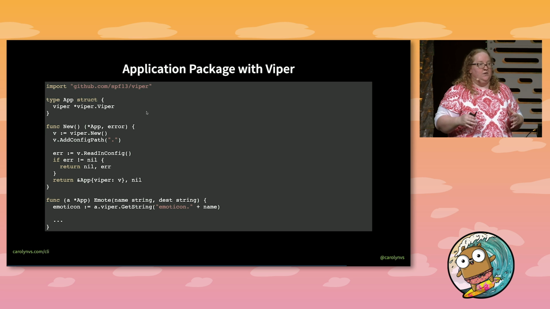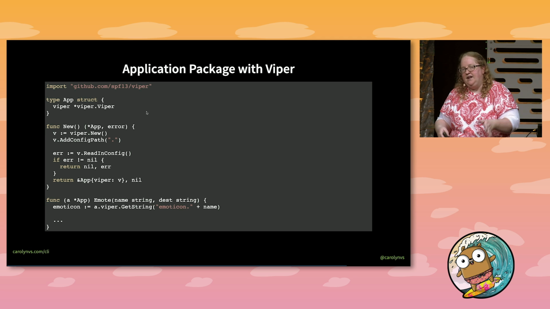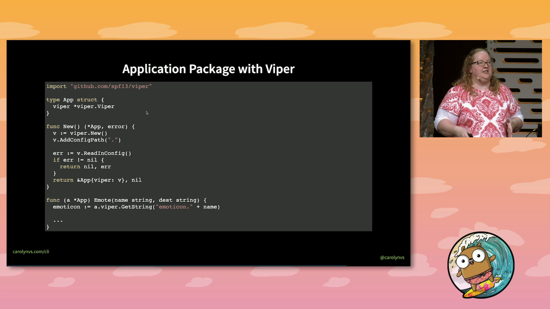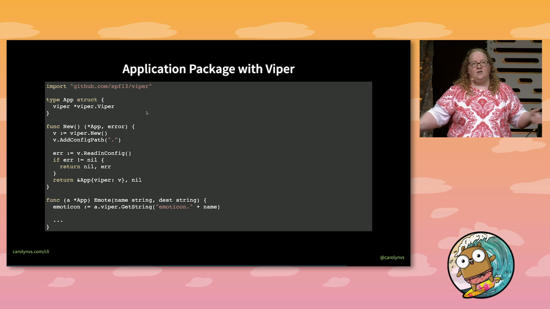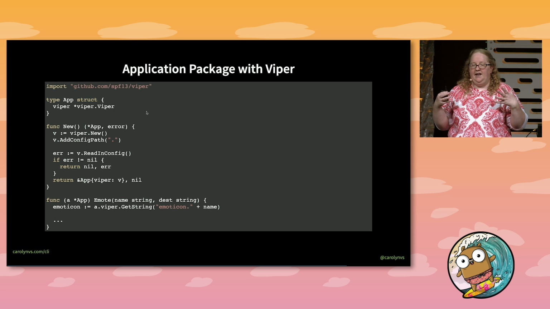And what Viper will do is that when I call ReadInConfig, it's going to look in the path that I gave it, and I gave it dot, so that's the current directory, and it's going to look for config files. It's going to look for config.toml, oh, didn't find it, config.yaml, oh, didn't find it, config.json, oh, okay, I found config.json, cool. I'm going to read that in. It's going to look for all sorts of ones, and it's going to use the appropriate decoder and read it in, and it's going to save it into that Viper field that I have on app. And it's going to load it up and just be ready for me later.